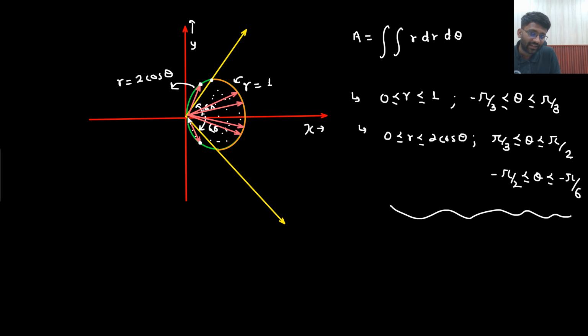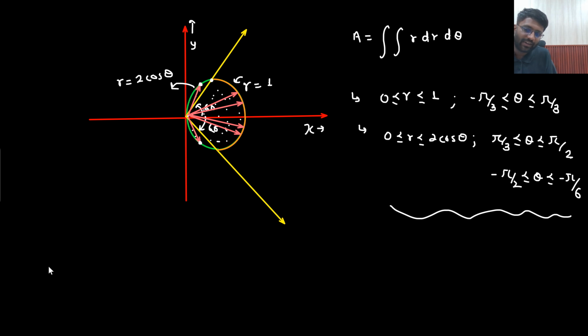Then you did not notice that r is going from 0 till this green boundary as well. So r is going from 0 to 2 cos theta as well. But in this range, the value of theta is from 60 to 90, and a similar scenario is there downward as well. This is the whole limit. This is the whole process.